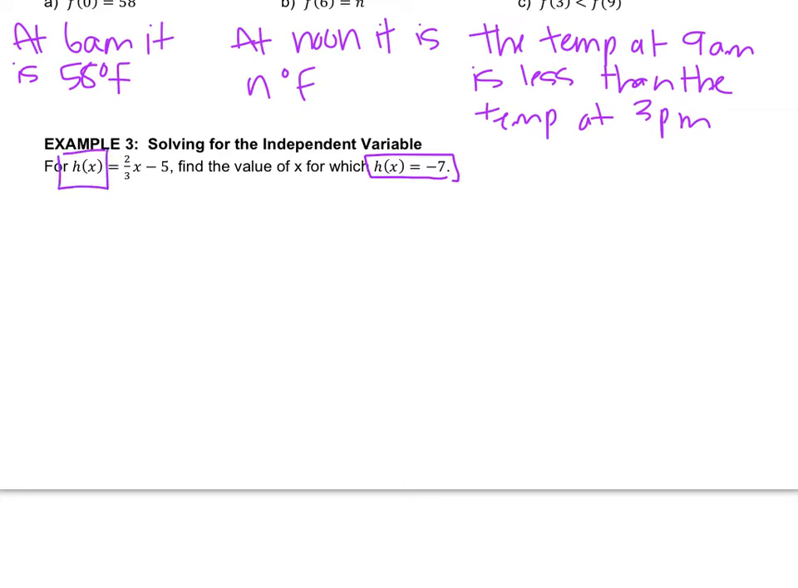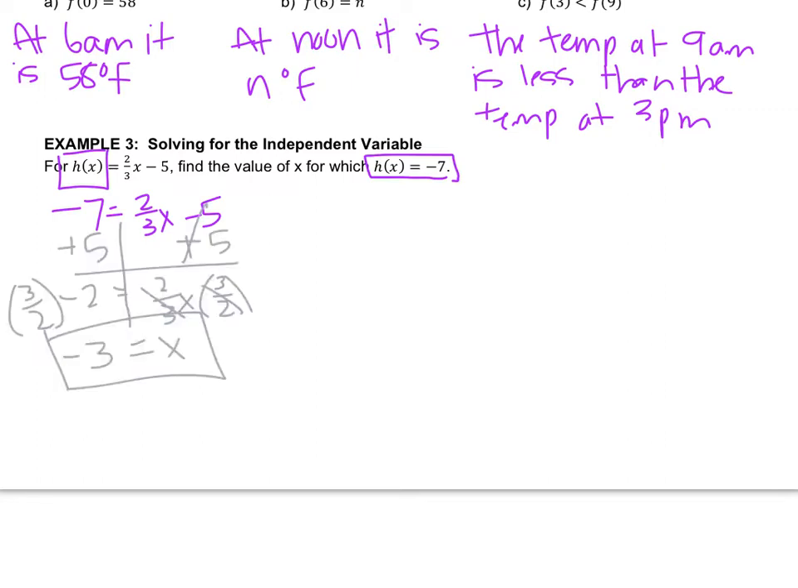So here's what it looks like. Negative 7 equals 2/3 x minus 5. That's an equation straight out of chapter 1. So I'd like you to pause the video and solve the equation.